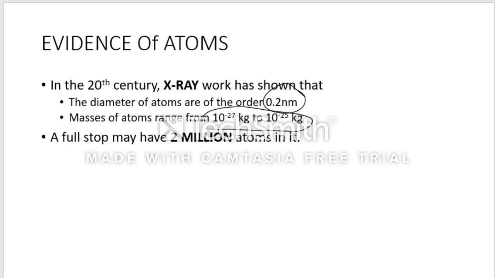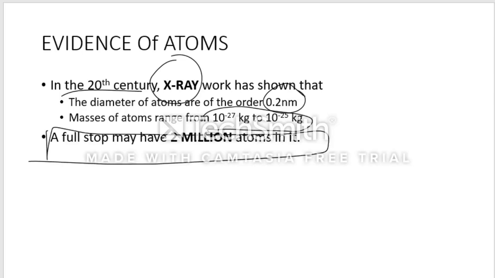Then come the X-rays, and the X-rays show that in the 20th century the diameter of the atom is 0.2 nanometer, and the masses of the atoms range from 10 raised to power minus 27 kg to 10 raised to power minus 25 kg. You can imagine the smallness of the atom by this square, which shows that 2 million atoms are present in just one sugar cell. If I put a full stop here, it will contain 2 million atoms in it.